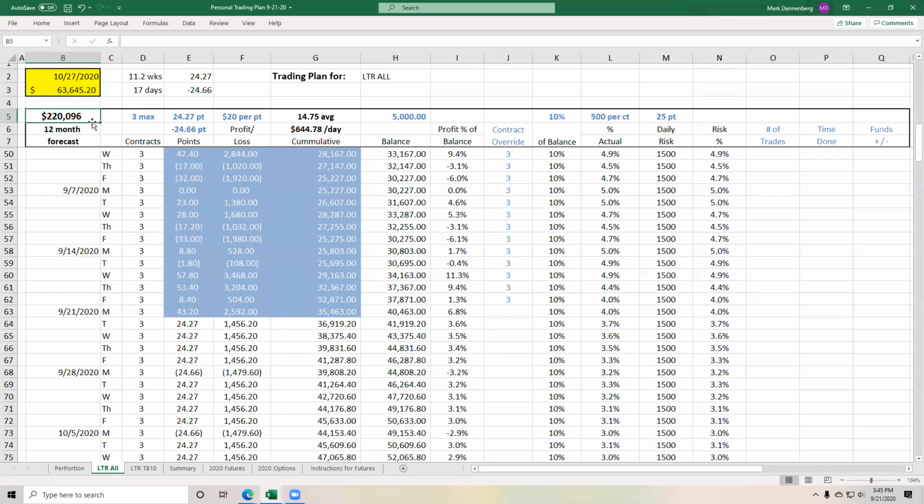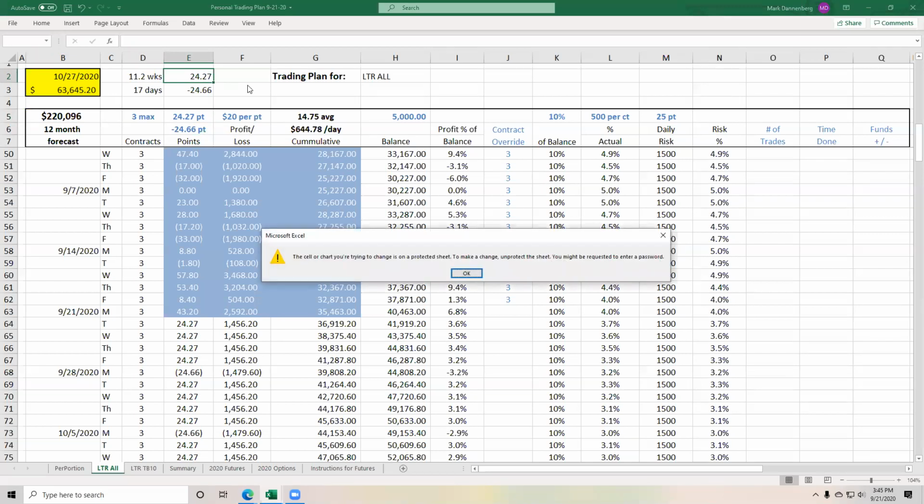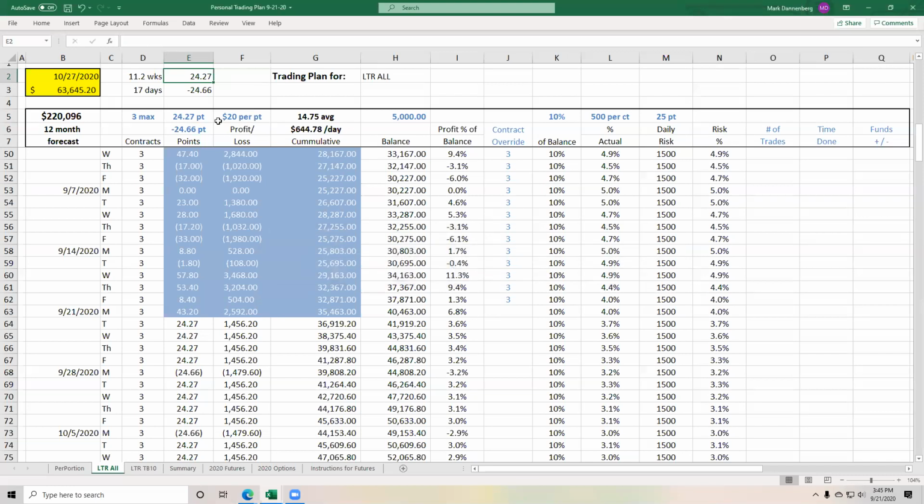Again, that could be influenced if I end up with a lower average performance for the next 41 weeks, or a higher average performance. Let's just look at this for a minute. What if my average winning days drop from 24.27 to 18? Oops, that's incorrect. I've got to come down here. So 18.